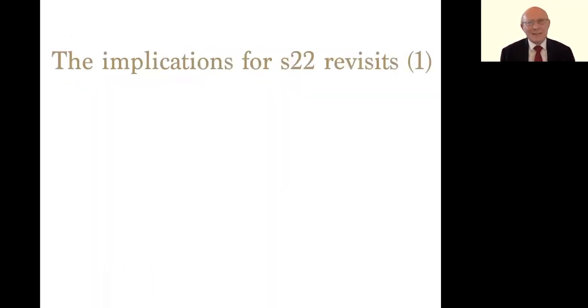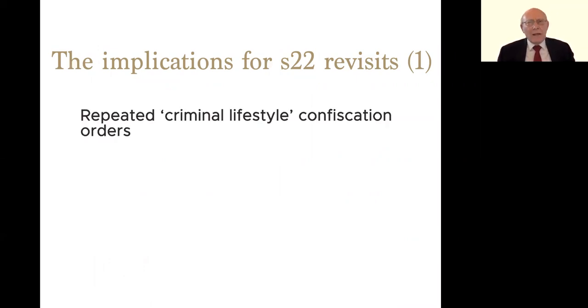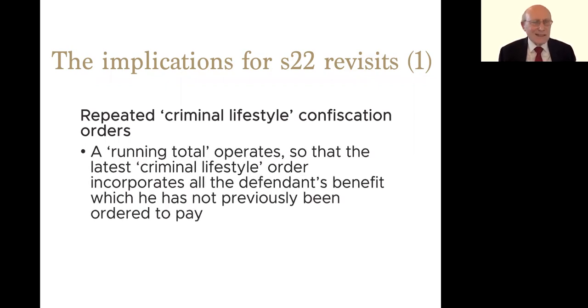What about Section 22? We're all familiar with Section 22 revisits. They can be a bit complicated. They can be somewhat misunderstood. Let's look at the situation where somebody has repeatedly had criminal lifestyle confiscation orders made against them. What ought to happen is this: because the criminal lifestyle confiscation works on a running total for life, the latest criminal lifestyle order should have incorporated all the defendant's benefit, which he's not previously been ordered to pay.